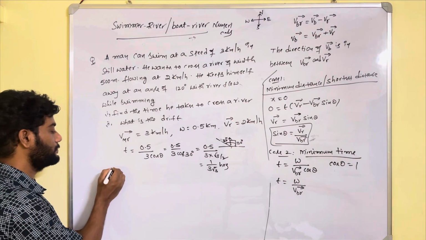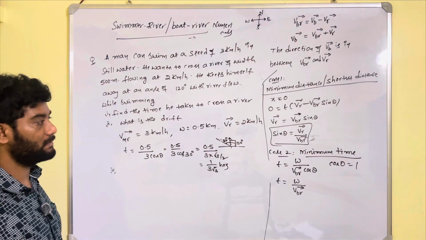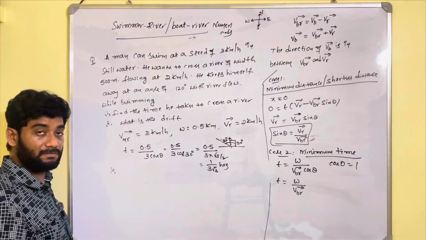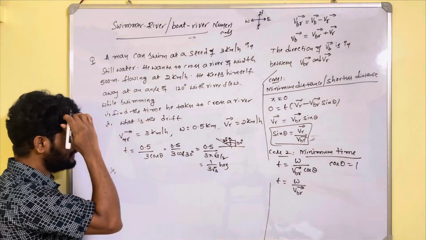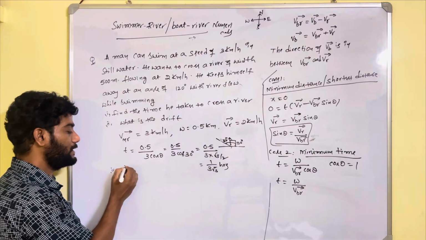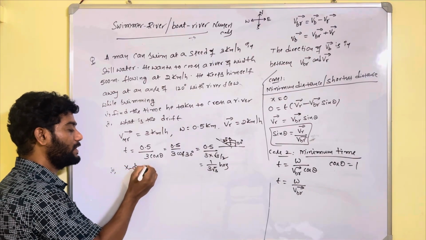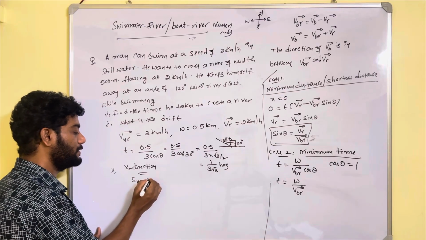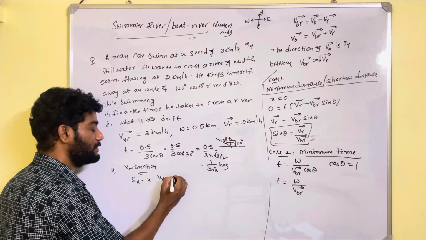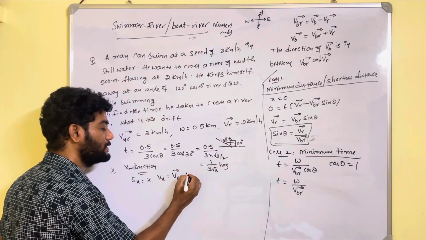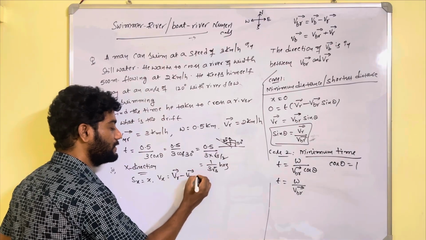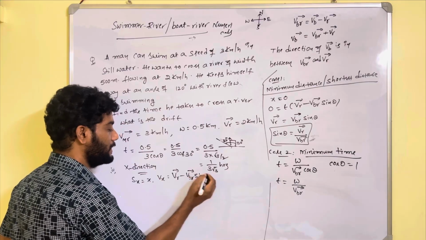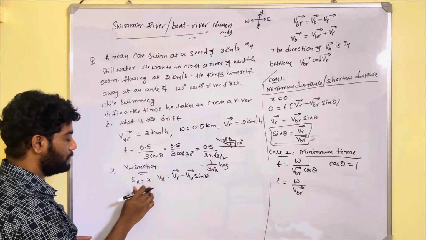Now the second question. What is it asking? The drift. What does drift mean? Drift happens in the x direction. Okay, if you forget the formula, no problem. Right here, Sx is equal to the drift. Velocity in the x direction is the velocity of the river minus the velocity of the boat with respect to the river into sin theta.